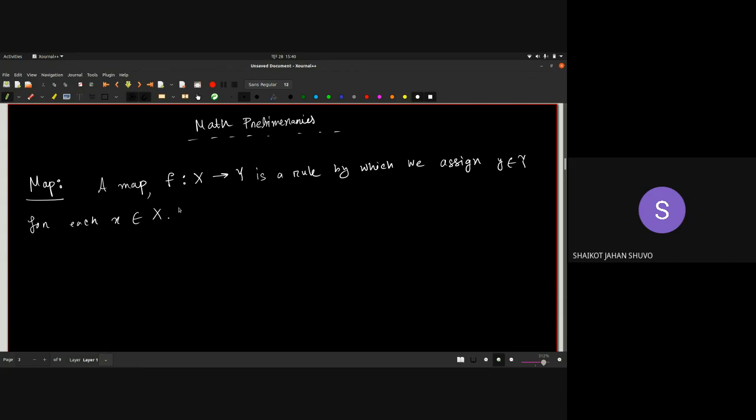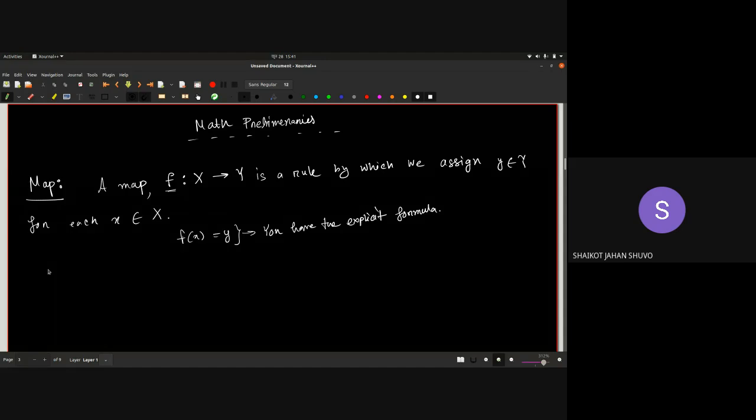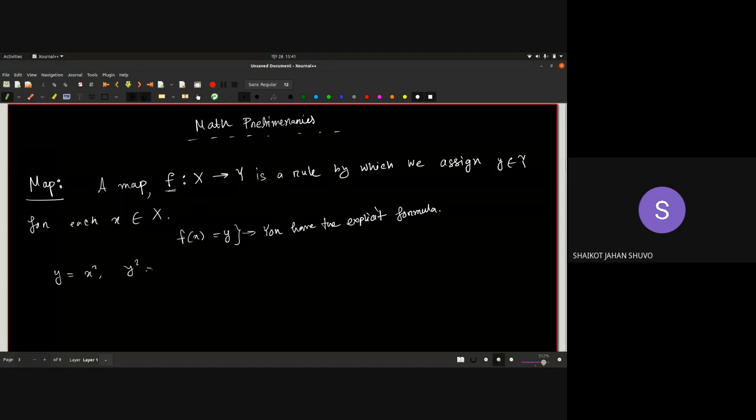And if you have an explicit formula for this f, sometimes people also write it like this. So this is the case where you have the explicit formula. You all know about these things. For example, y can be x squared, or y squared equals x cubed, etc. This is the definition of a map.